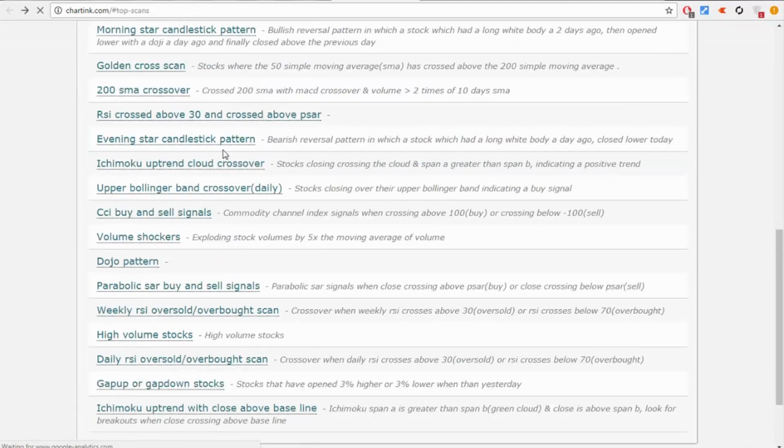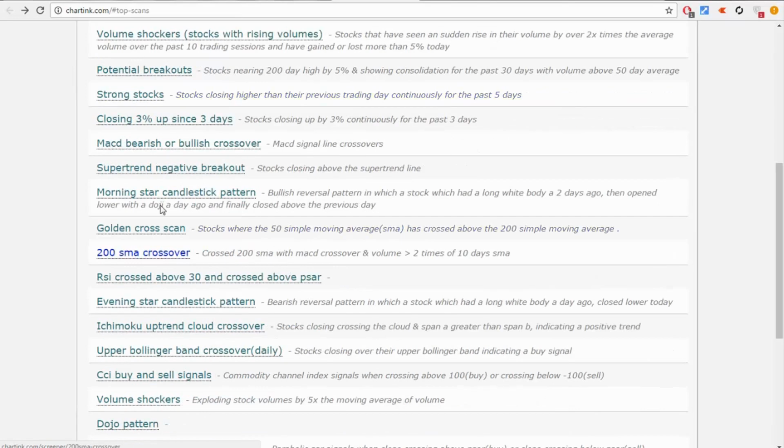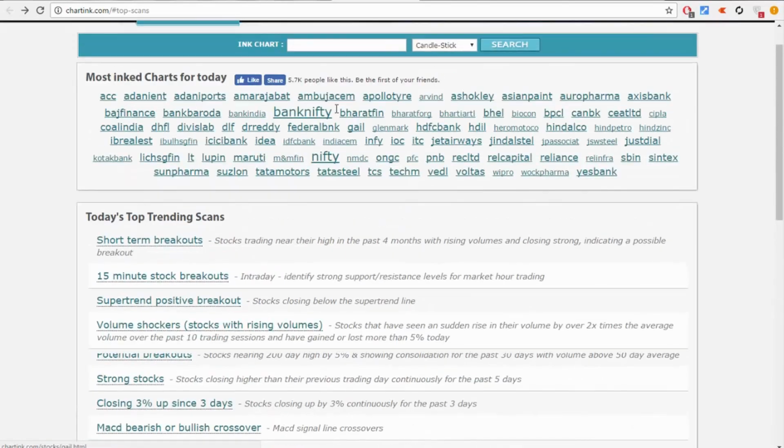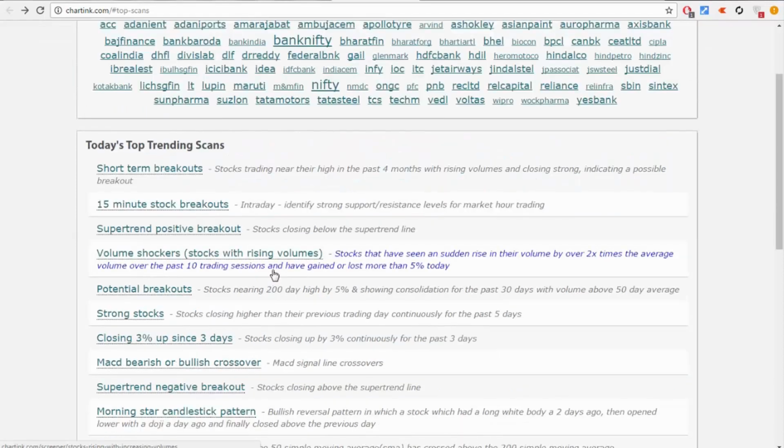For intraday, I prefer to check this one, the 50 minutes breakout, and you can change the time to 20 minutes or 30 minutes. An open high low scanner also you can make with this site. So hope you like this strategy, how to make a scanner live and how to filter it from thousands of stocks.